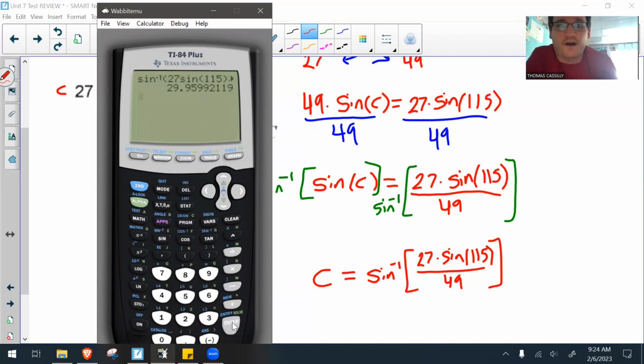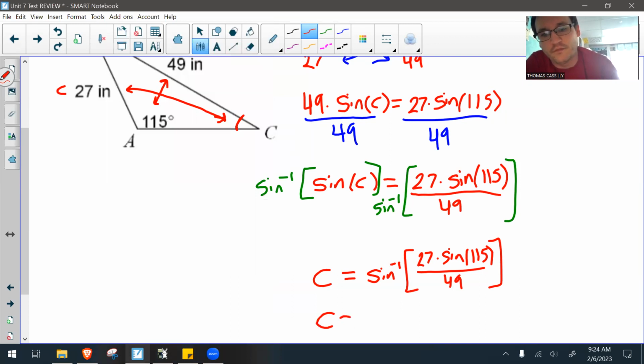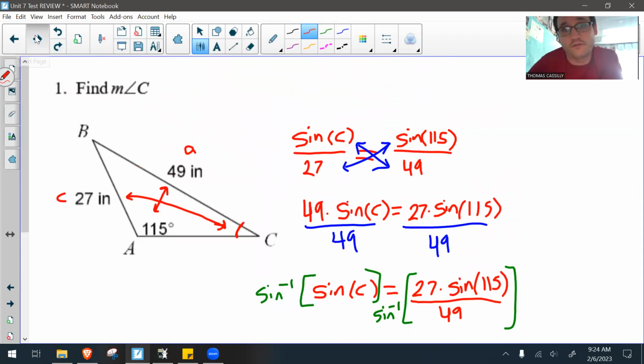So our angle is 29.95 degrees, but we said when we have an angle, we're going to round to the nearest whole number, the nearest degree. So we're going to say C equals 30 degrees. All right, and that's number one, using the law of sines.